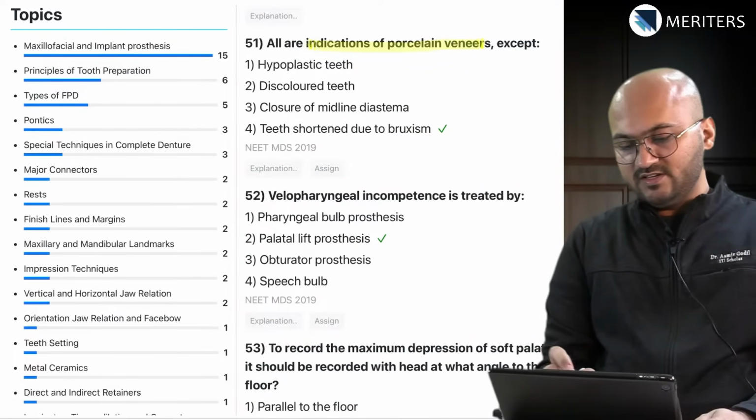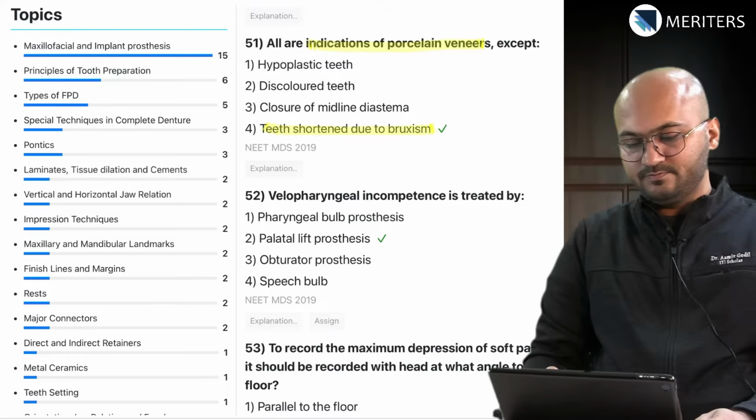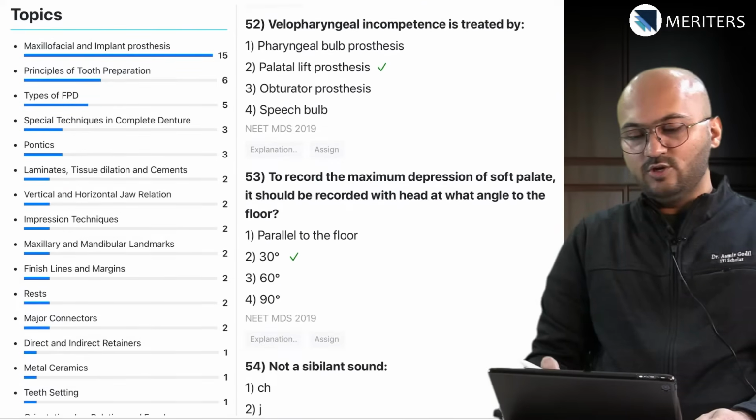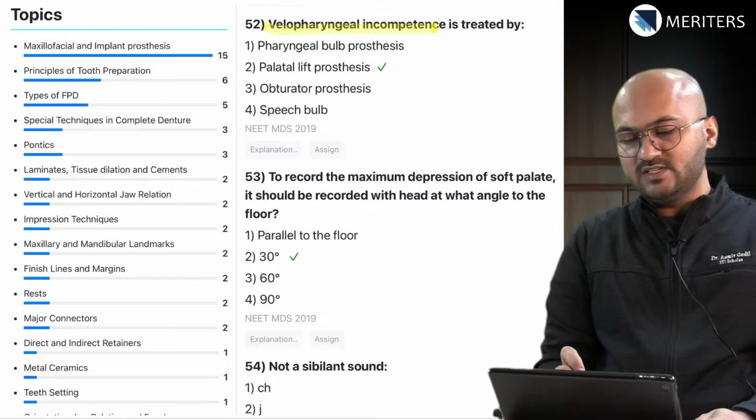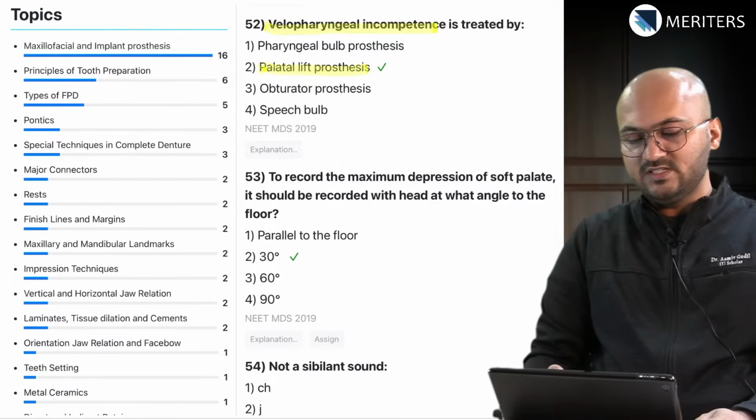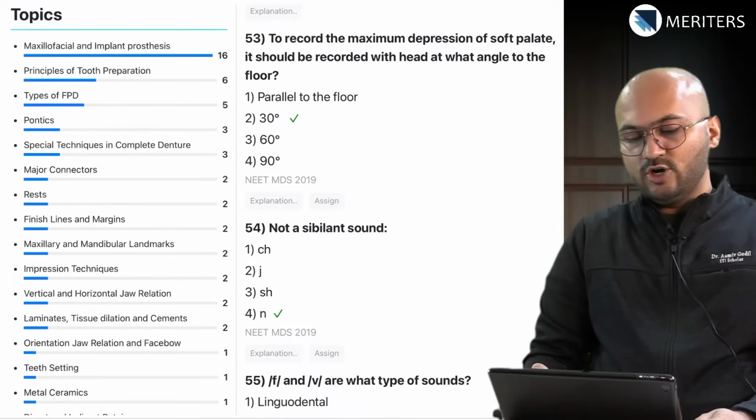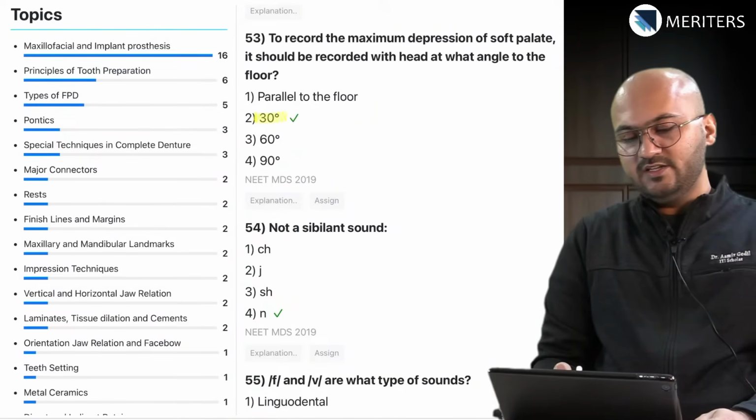Indications of porcelain veneers except teeth shortened due to bruxism. Maxillofacial, again, velopharyngeal incompetence is treated by palatal lift prosthesis. Then recording the PPS has to be done at 30 degrees.